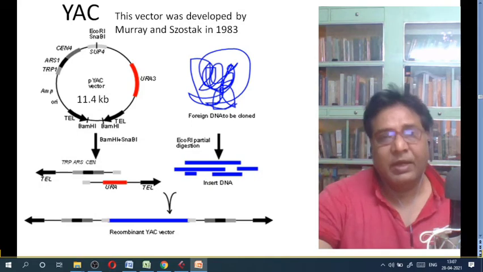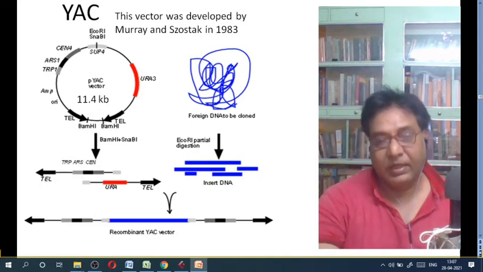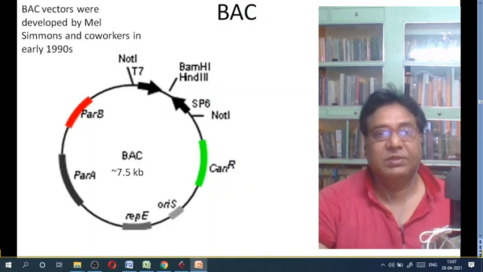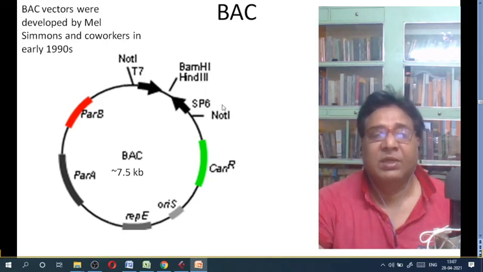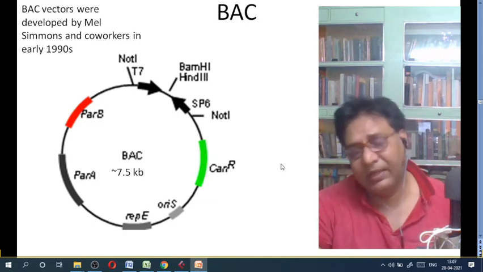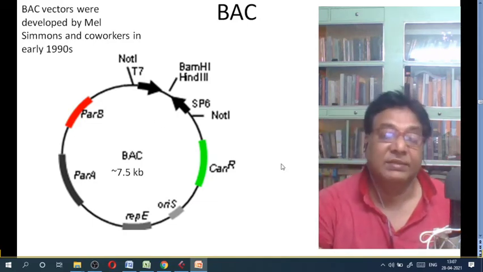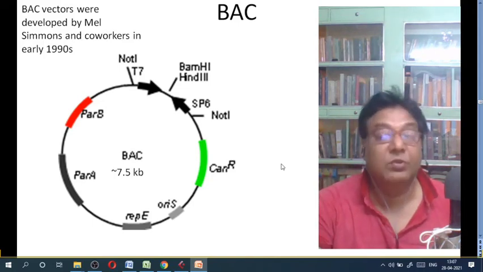So that's why the YAC vector later became unpopular as far as genomic research is concerned, and the BAC vector took its place. It was developed a little late, in the 1990s, and this vector can hold DNA of about 100 to 300 kilobases in size, which is quite good as far as chromosome walking is concerned.